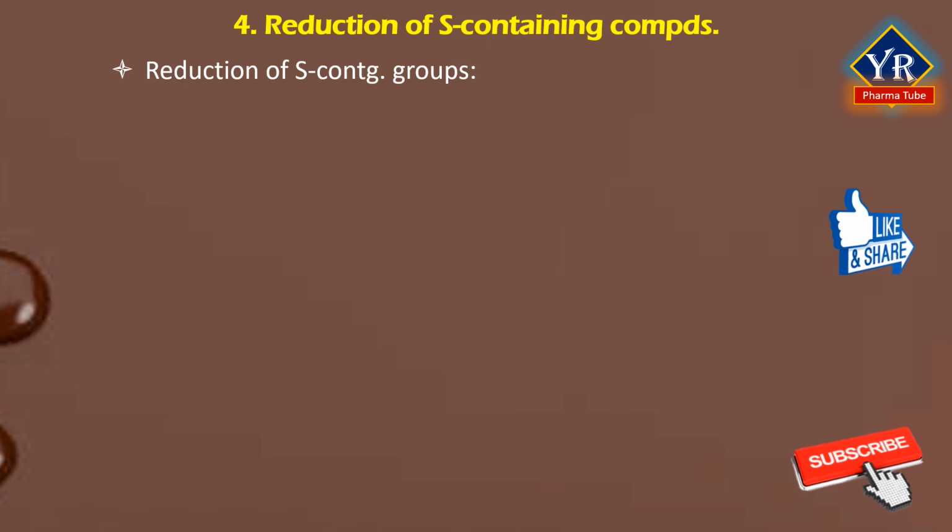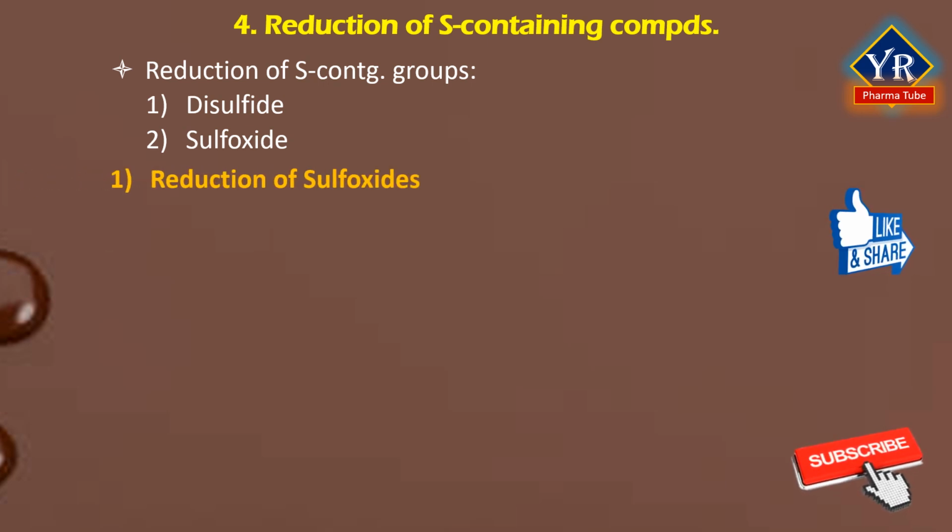Reduction of sulfur-containing functional groups such as sulfoxide and disulfide moieties also constitutes a major reductive pathway. Reduction of sulfoxides. Although sulfoxide functionalities are oxidized mainly to sulfones, they sometimes undergo reduction to sulfides.